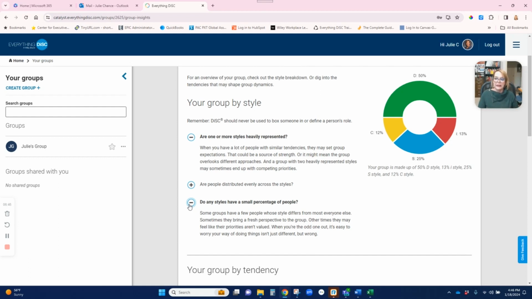And then how does the particular culture, the mix of styles, the DiSC culture of the group, how does that inhibit success or support success? And again, what are some of those specific examples of day-to-day work examples of how that plays out? So that's a couple of ideas of how you can use the group insights function of Catalyst.